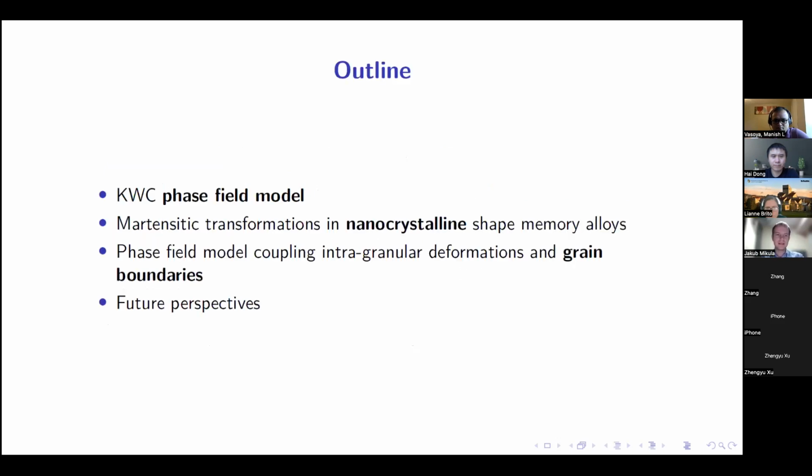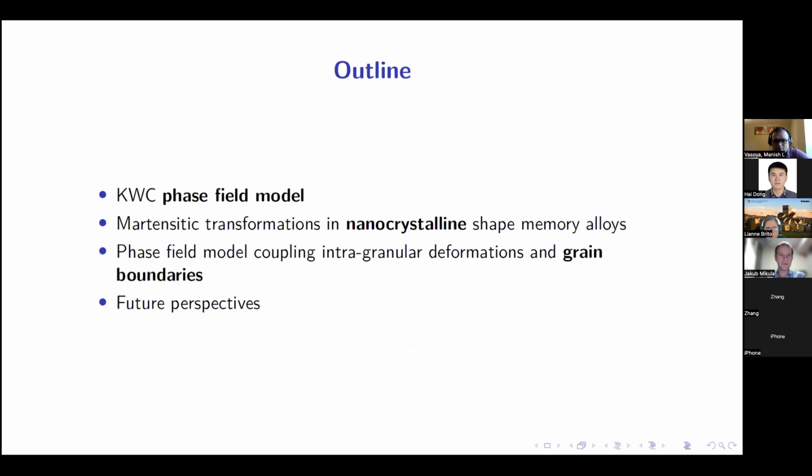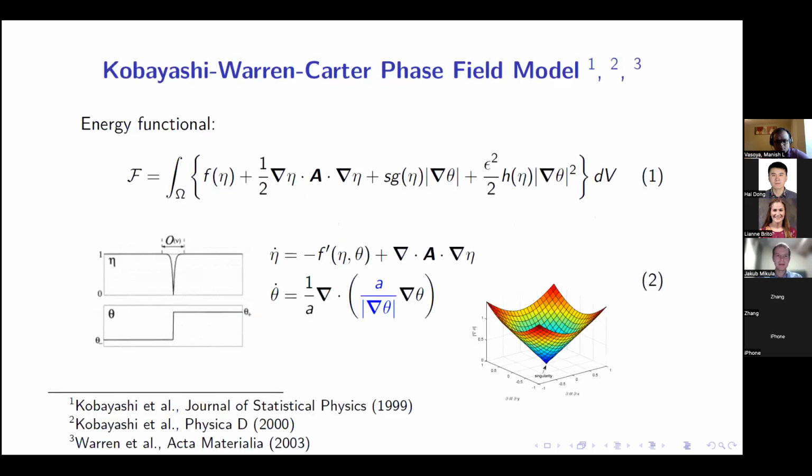Okay, so I decided to divide the presentation into 3 or 4 parts. I would first introduce the phase field model, the KWC phase field model. That is a phase field model that we started with, and then we built on top of that. After that, I will start with a simpler example of martensitic transformations in nanocrystalline shape memory alloys. And after that, I will introduce a phase field model that is coupling intra-granular deformations, whether it's plasticity or deformation twinning, with grain boundaries. And I will summarize with some future perspectives.